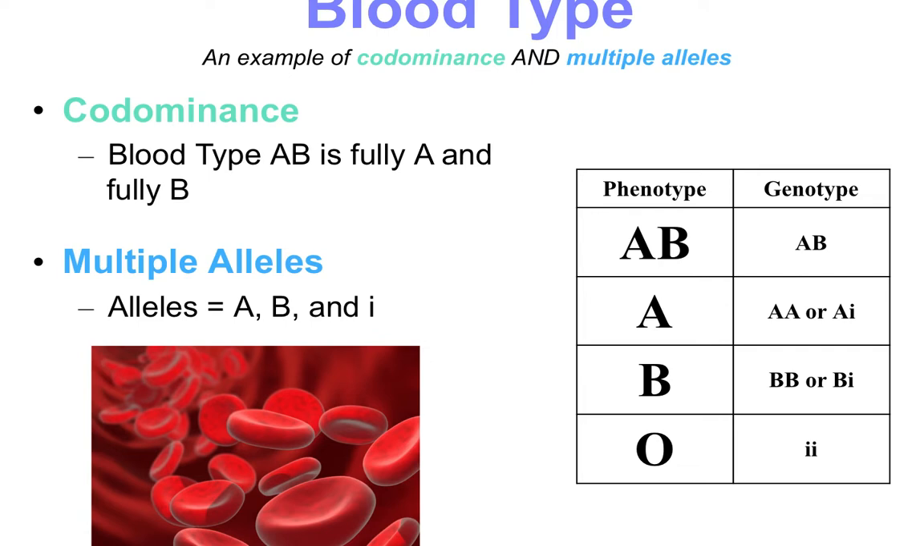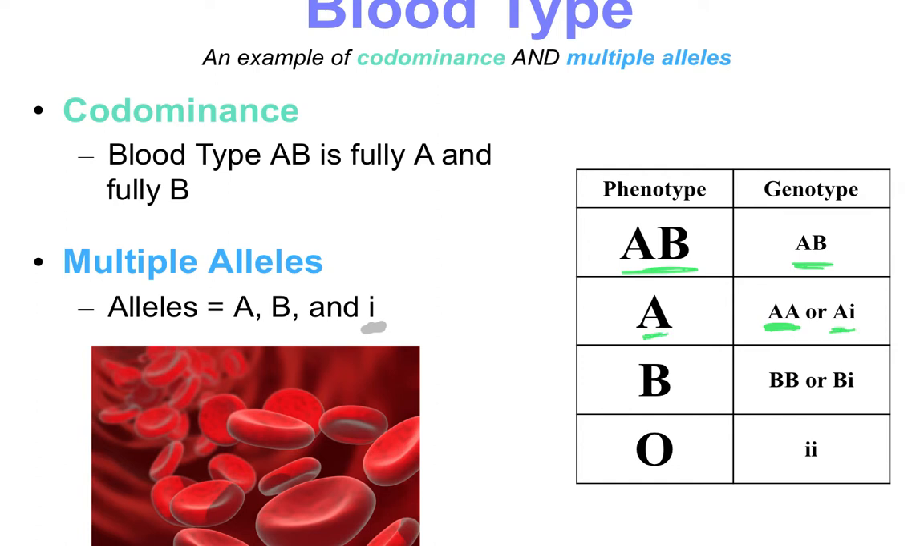You can either be fully A or fully B, and you can be multiple allele, which means you could have A and B. You could also not have A or B and be little i. That's called type O blood. So a person who has the genotype AB will have type AB blood. A person who has the genotype big A will have type A blood.